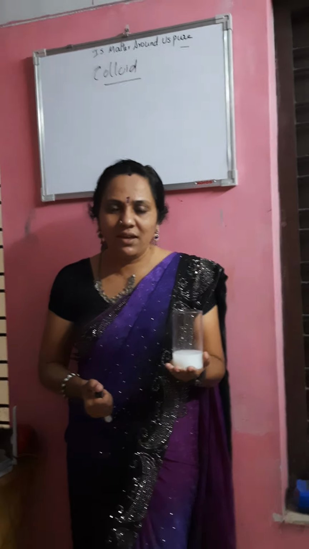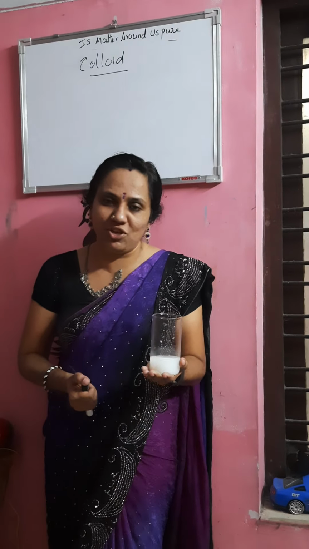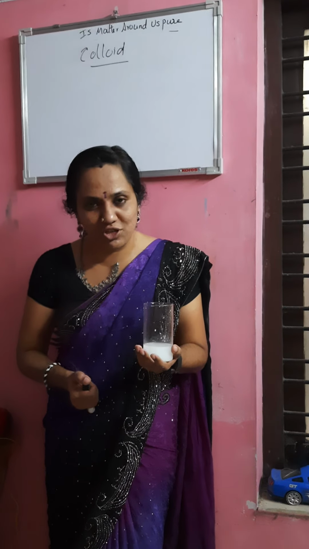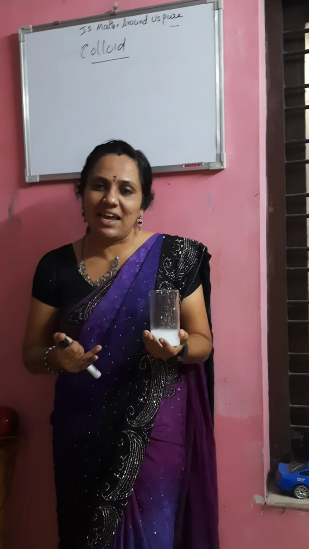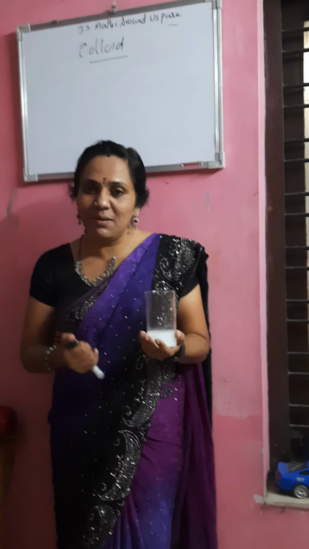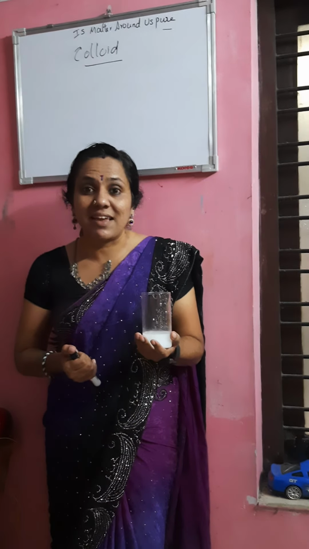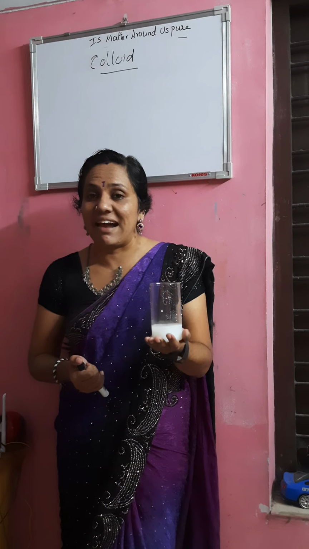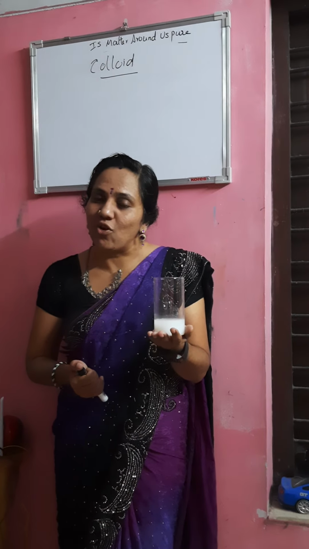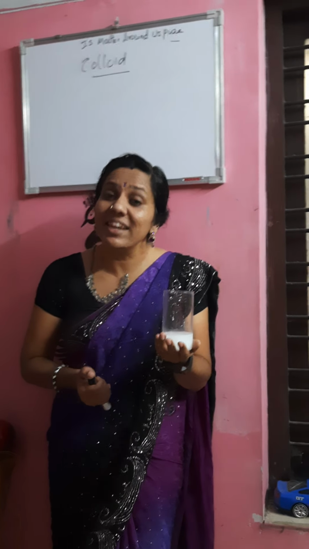They can never be homogeneous. They appear to be homogeneous, but they are actually heterogeneous. So the size is in between 1 to 1000 nanometer. They are heterogeneous in nature. The third property is scattering the light, isn't it? They are very good in scattering the light. The property of colloid to scatter the light is called the Tyndall effect.